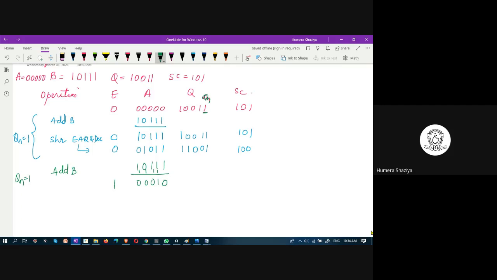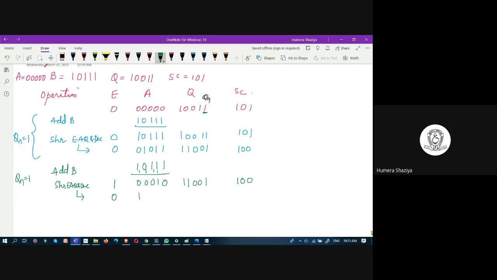E would get 1, and then here Q is 1 1 0 0 1. SC is 1 0 0. Here again you have to perform shift right. This is 0. This is 1.